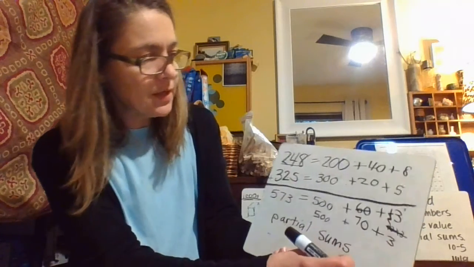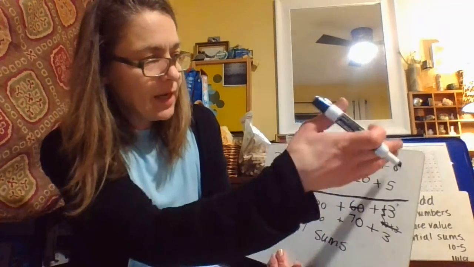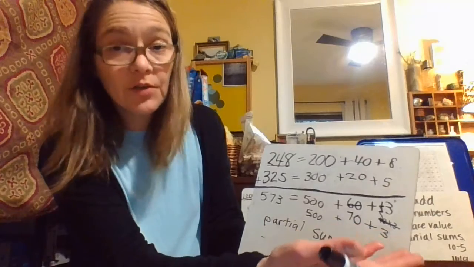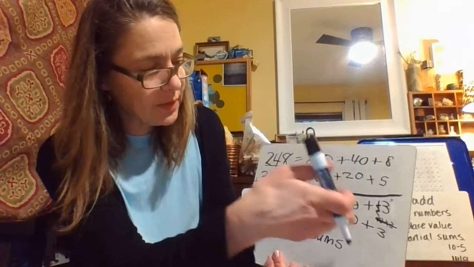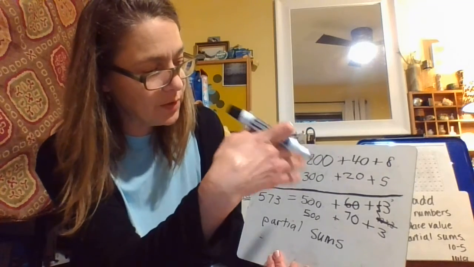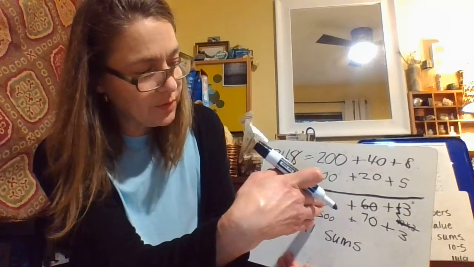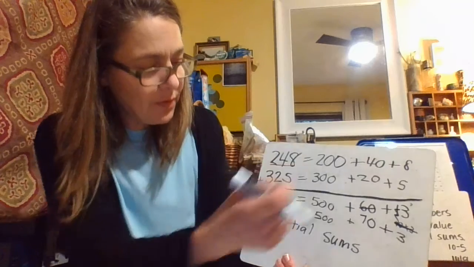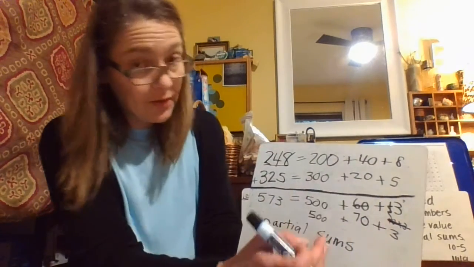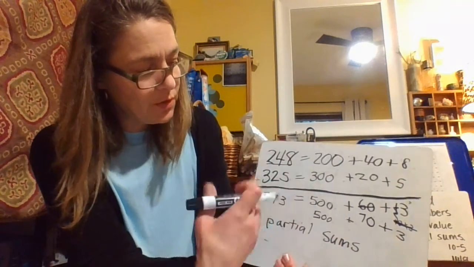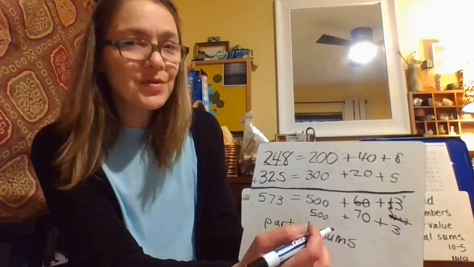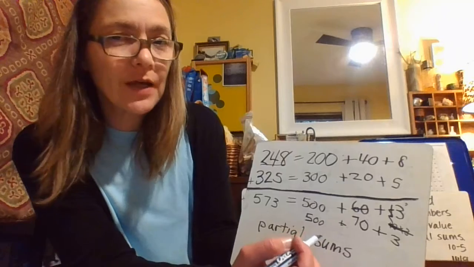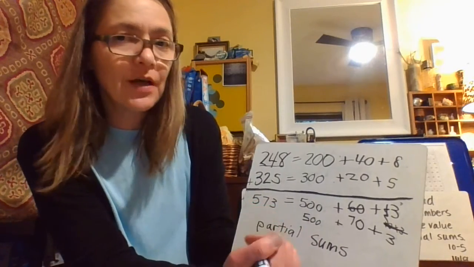So when you explain your thinking, you would talk it out just like I did. 8 plus 5 equals 13, 40 plus 20 equals 60, and I know that 200 and 300 equals 500. And then when you add them all up, you will add up all the place value, that's an important word to use, you will get your total of 573. So it's important to use the vocabulary place value in there when you add up all of the place value digits.